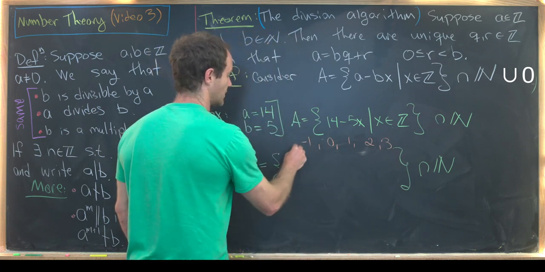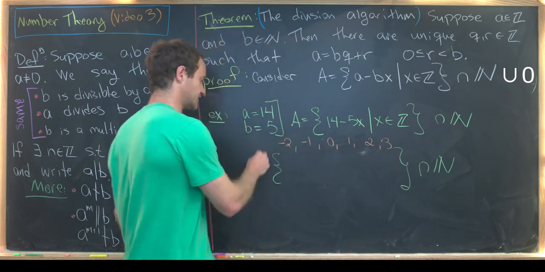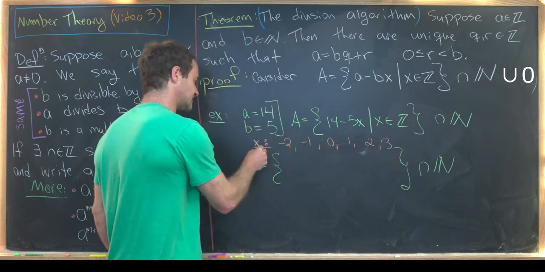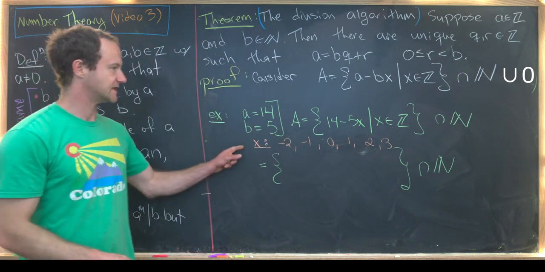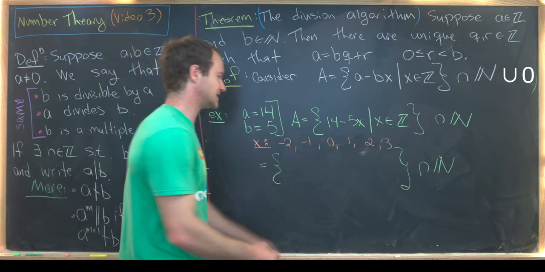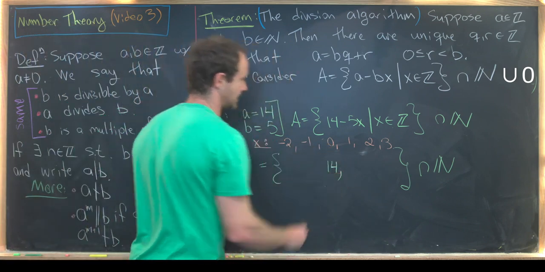And then we've got -1 back here and -2 back here. So just to reiterate, this is just some bookkeeping. Those are my values of x. So let's see, if x is equal to 0, well, that's easy. I get the number 14.